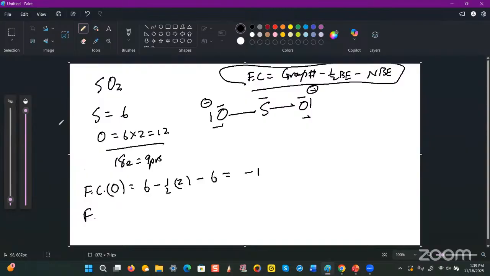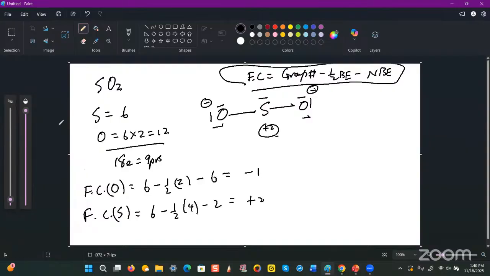So let's do the same calculation for sulfur. What's the group number of sulfur? 6 minus half the number of bonding electrons. So what's the number of bonding electrons for the sulfur? 4, minus the number of non-bonding electrons, which is 2. So that's 6 minus half of 4. So that's 6 minus 2 minus 2. So that gives you +2. So the sulfur here has a +2 charge, right?